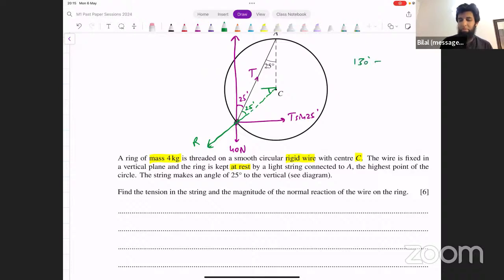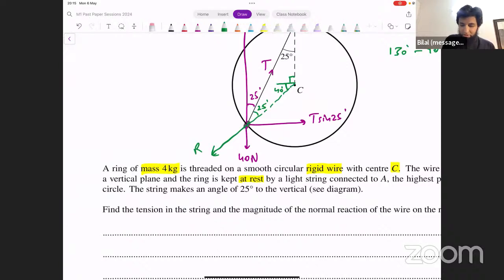130 minus 90. What does that give us? That gives us 40. So this angle is 40, and that is what we were looking for. Because if this angle is 40, that means the angle that the reaction is acting at is 40 degrees here. So what are going to be the two components of reaction?